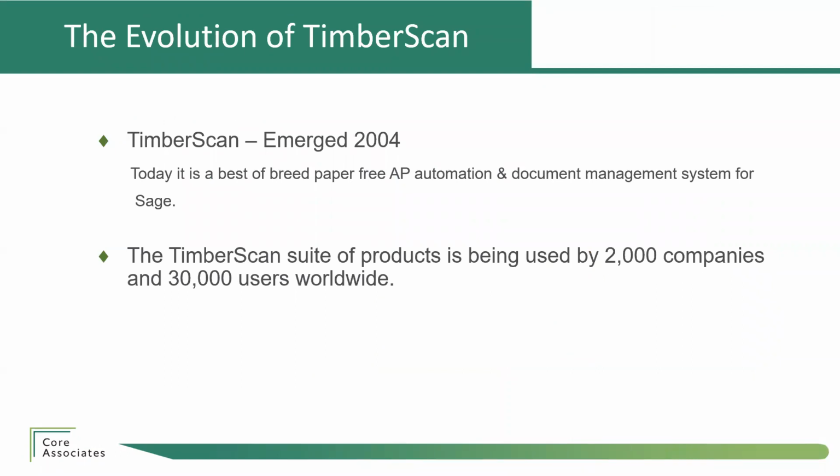I want to briefly share some background on the evolution of TimberScan and Core Associates. The first version of TimberScan was developed in 2004 for Sage 300 CRE. It was Timberline at that time. In 2017, we expanded our product offerings, leveraging the success that we had with TimberScan 300, and we created a solution for Sage 100 Contractor. Today, the TimberScan suite of products is a best-in-breed, paper-free AP automation and document management system for Sage, and it's used by roughly 2,000 companies and about 30,000 users worldwide.